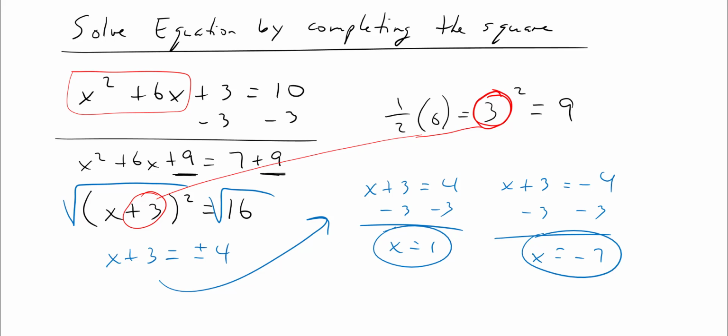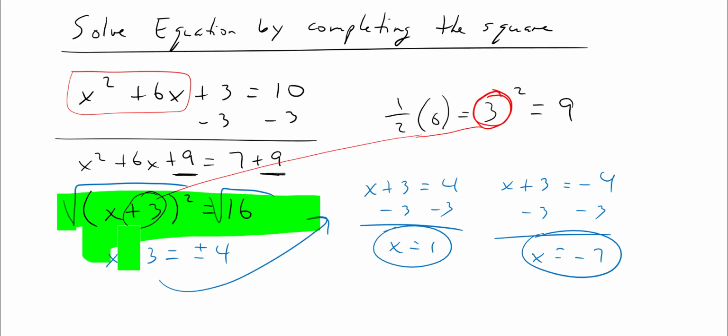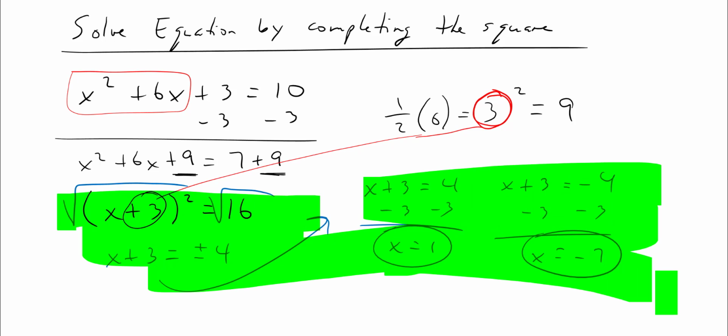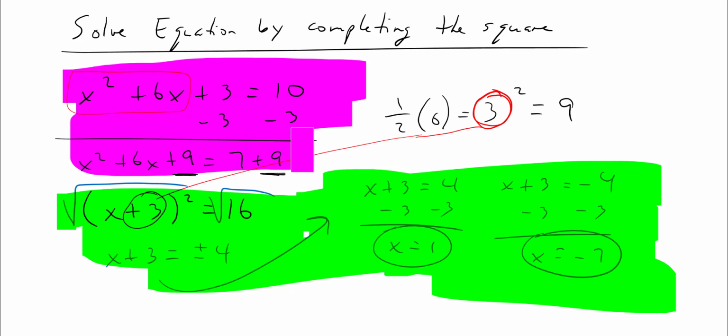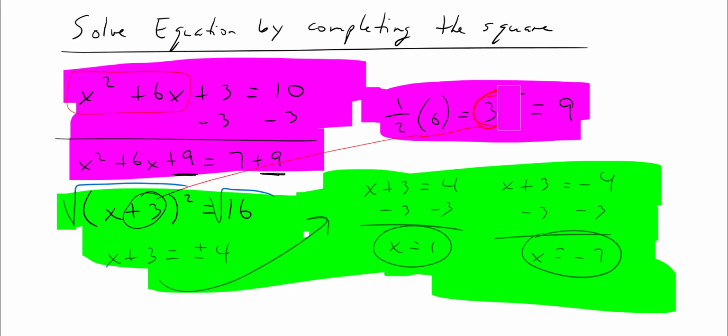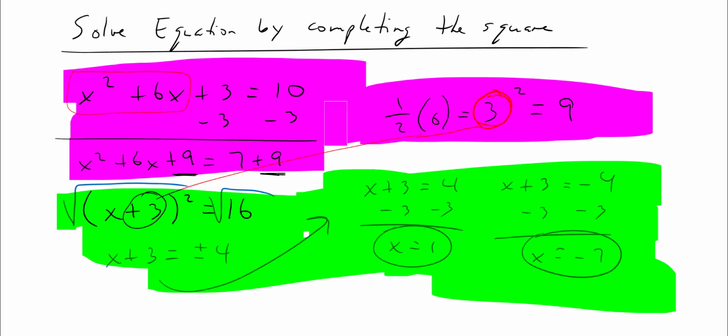Okay, so up to this point, this is old stuff, this is stuff we did yesterday. Okay, this is the new stuff. This is completing the square right here. Okay, and then we did half of that, so this is all completing the square. Okay, so let's try another problem.